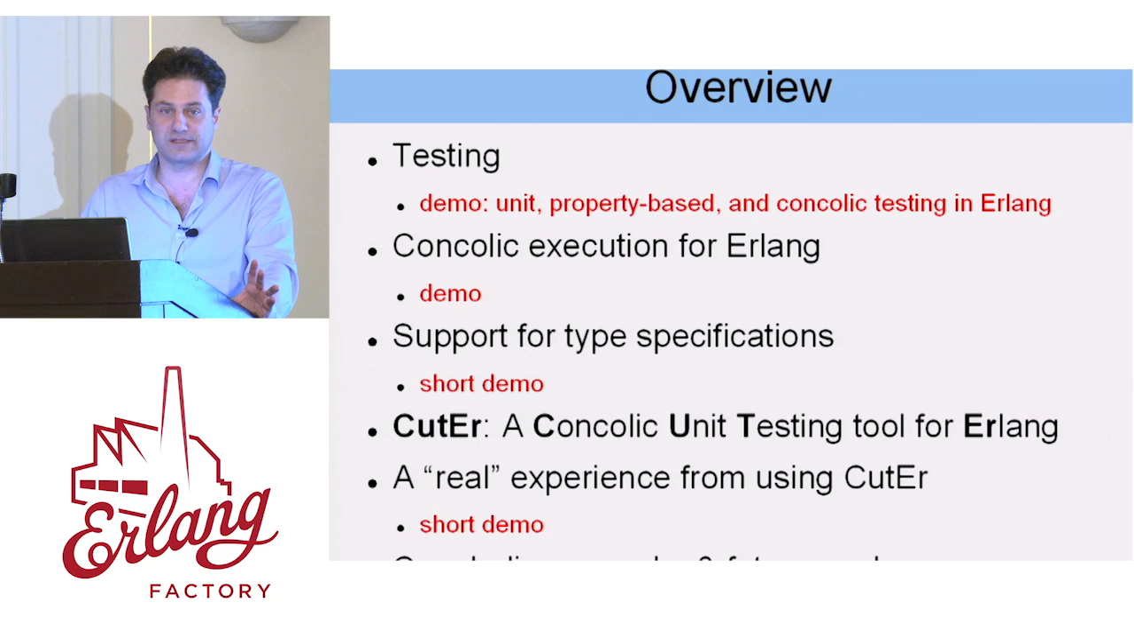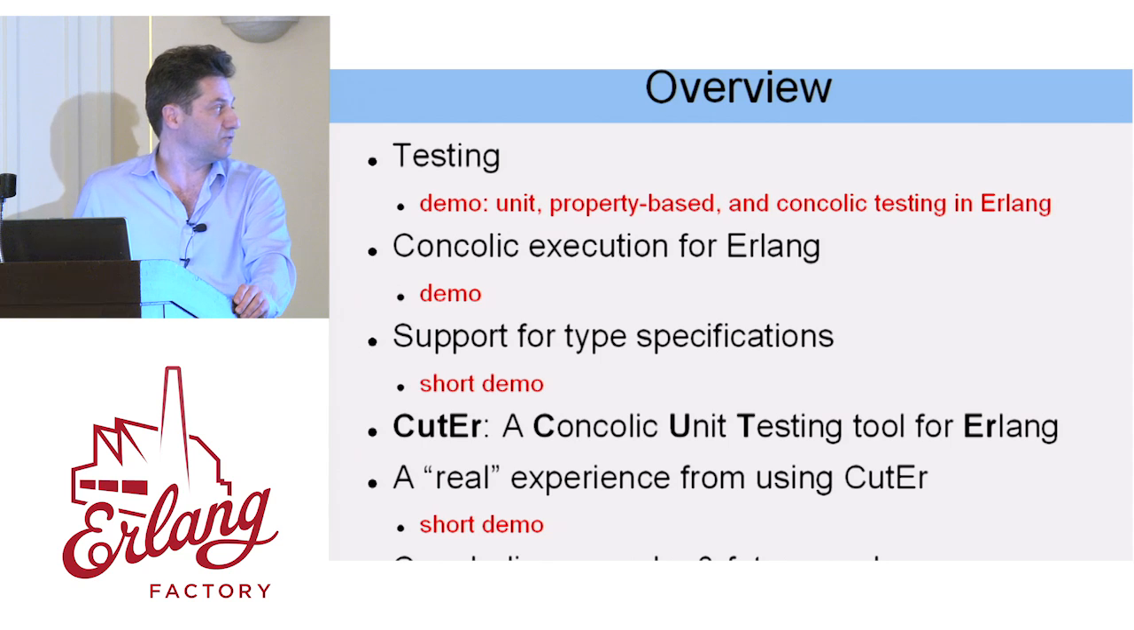So this is a talk on testing. CutEr is a testing tool, and I will briefly overview the options that one has in Erlang for doing testing, in particular unit testing, property-based testing, and of course Concolic testing, which CutEr is about. And then I will look at all the other things that you can read here. By the way, CutEr stands for Concolic unit testing in Erlang.